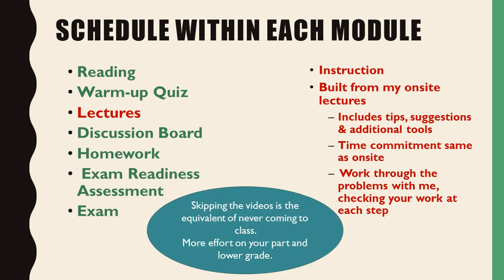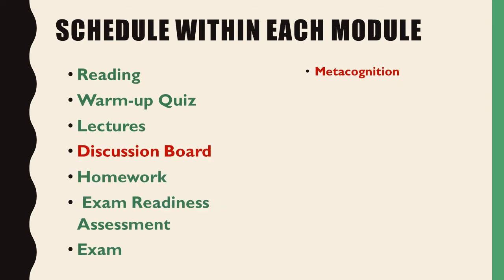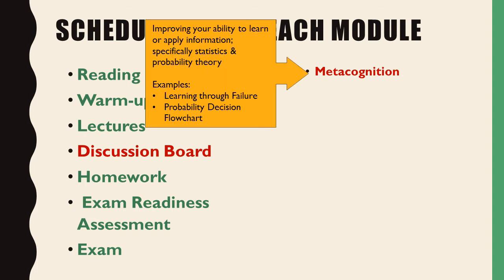Keep in mind that skipping the videos is the equivalent to never coming to class. It's going to require more effort on your part and it's going to lower your grade. Don't skip the videos. Discussion boards. Now, discussion boards are working with the metacognition level of learning statistics. Metacognition is when you improve your ability to learn or apply information. In this case, it's going to be specifically to statistics and probability theory.